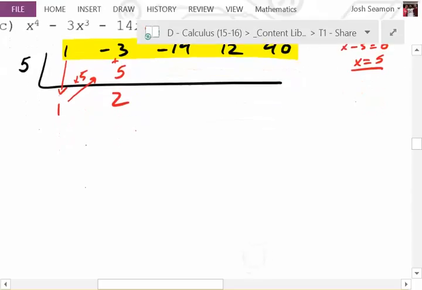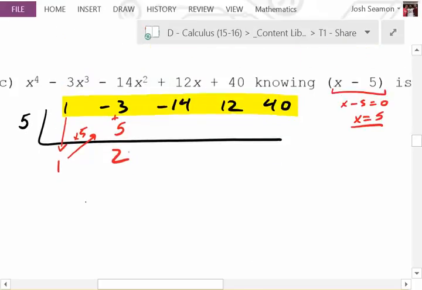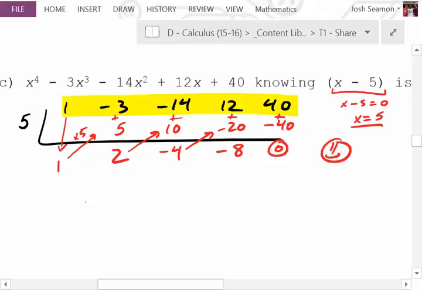2 times 5 is 10. 10 plus -14 is? -4. 5 times -4 is? Add them together and you get -8. -8 times 5 is? And when you add them together, you get 0. Again, is 0 your friend? 0 is your friend.